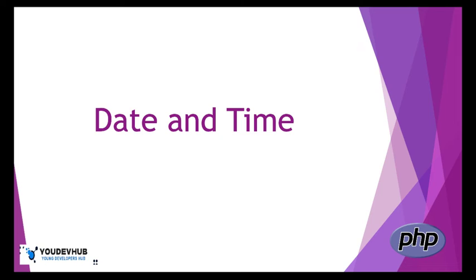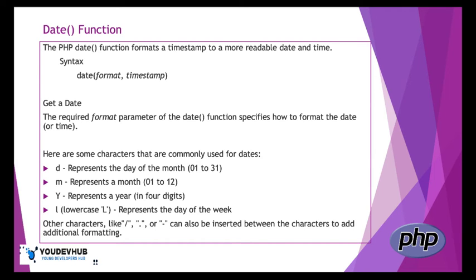The first thing I'm going to expose you to is the date and time. PHP has a function for getting the date and the time of wherever you are. The PHP date function formats a timestamp into a more readable date and time. Now what is a timestamp? A timestamp is the representation of the current time in numbers. Before we go further, let me just show you what a timestamp is.